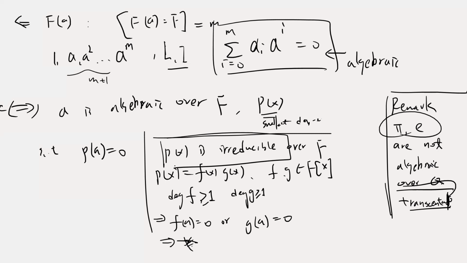Irreducible means that P(x) cannot be written as the product of two polynomials whose degrees are both greater than or equal to 1. Okay, so now we have already claimed that this is irreducible.